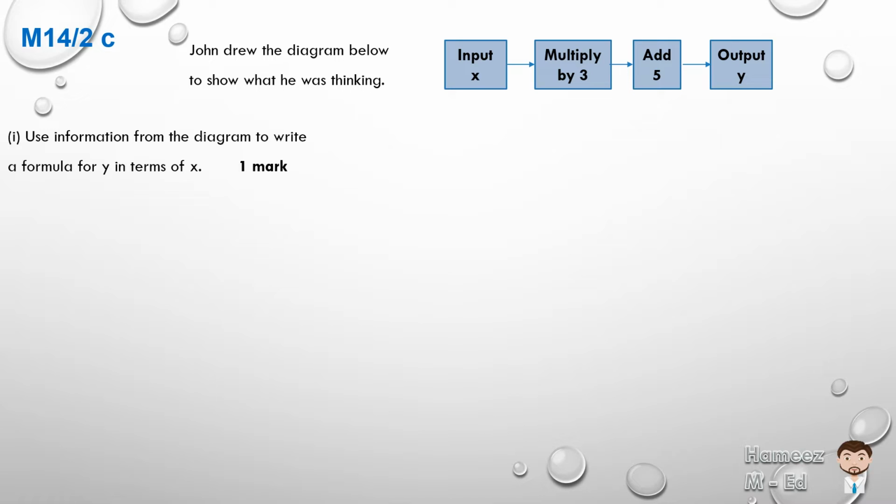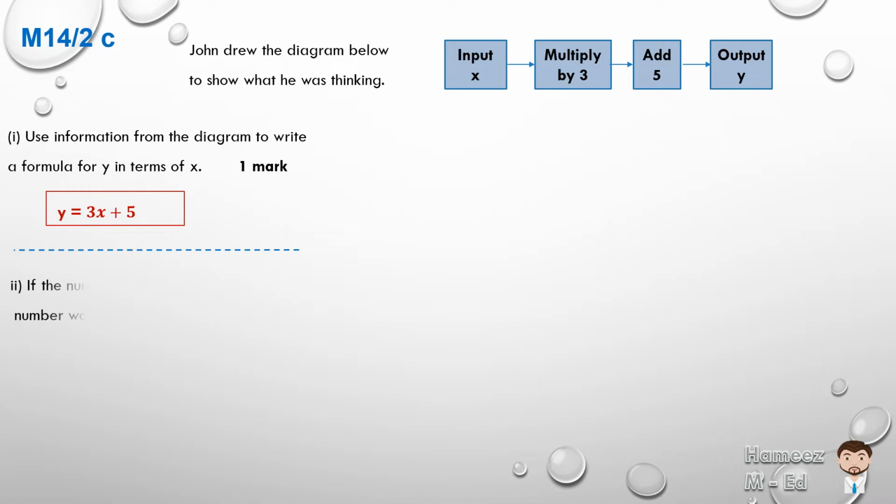So we need to have y equal to something. Now it's worth 1 mark, which gives us an indication that pretty much all we need is one line of working. So y is equal to, what did we do with x? We multiply by 3 first of all. So y is equal to 3x plus 5.